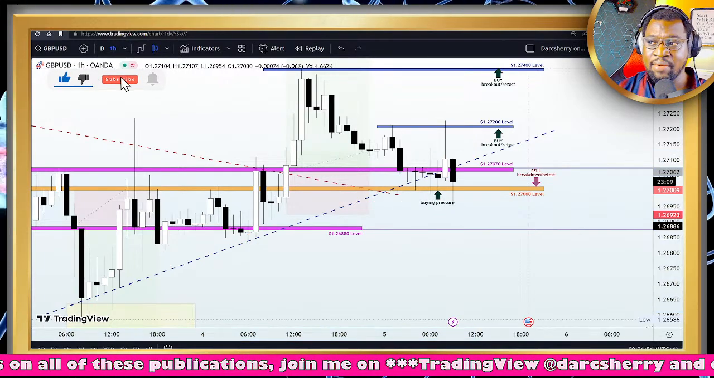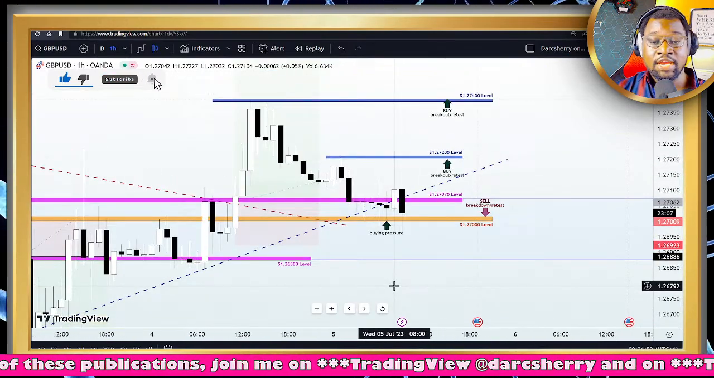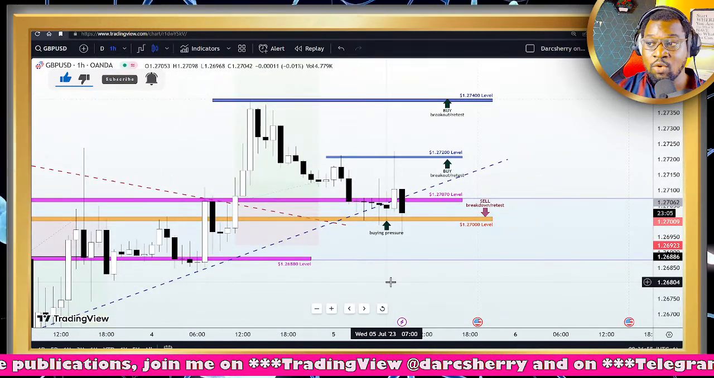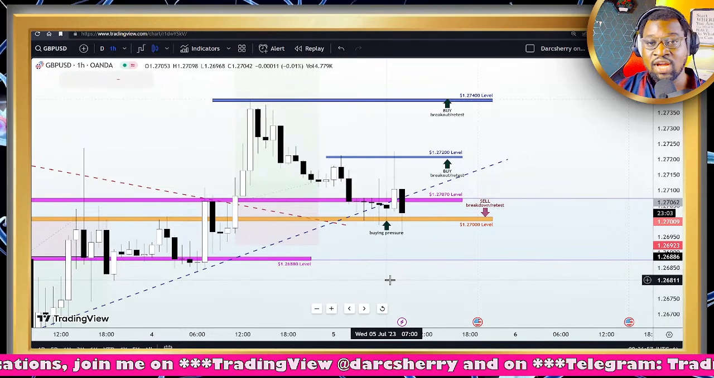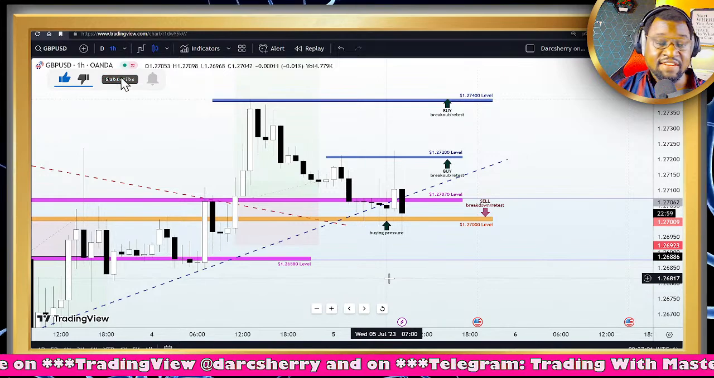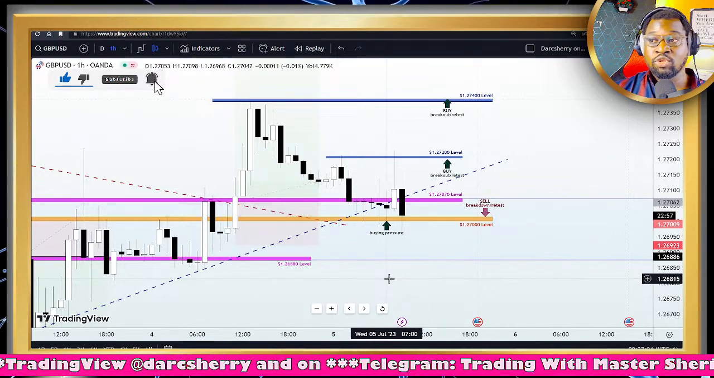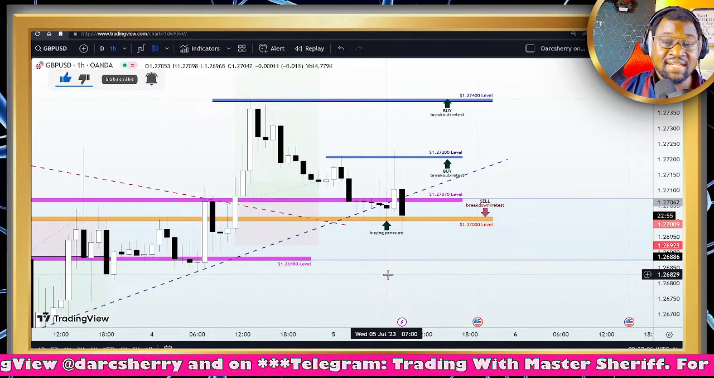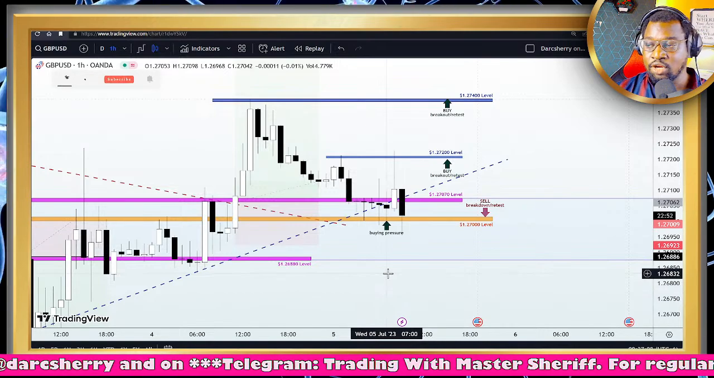And remember, we are around our key level for the week, where you know how we use our key levels. When price remains above the key level, we look out for structures and patterns that will support a buying opportunity. And if price action breaks down the key level, we want to be looking out for structures and patterns that will support a selling opportunity.